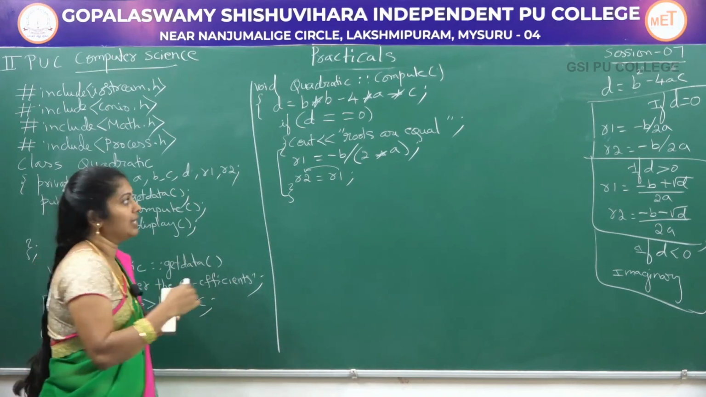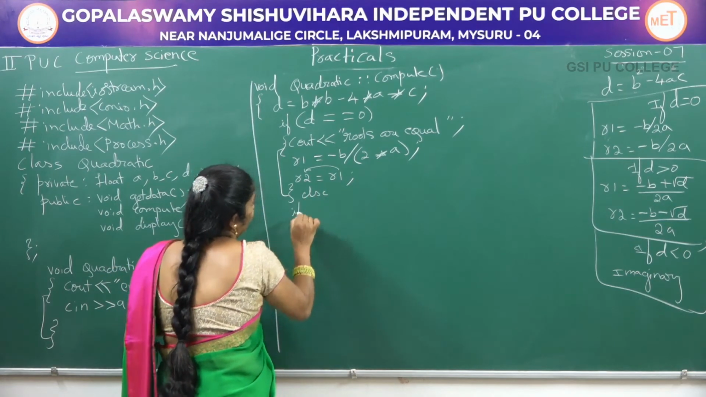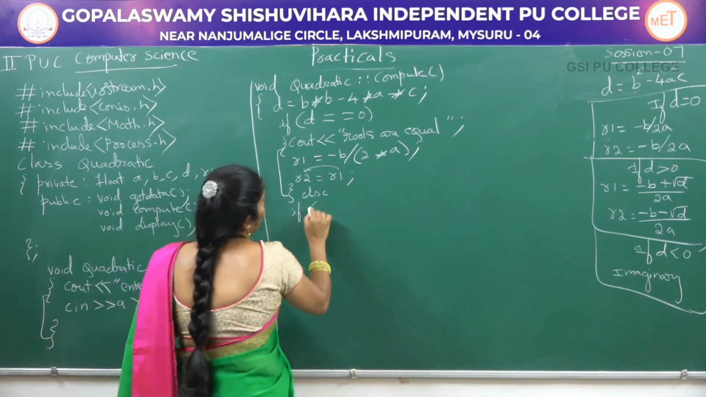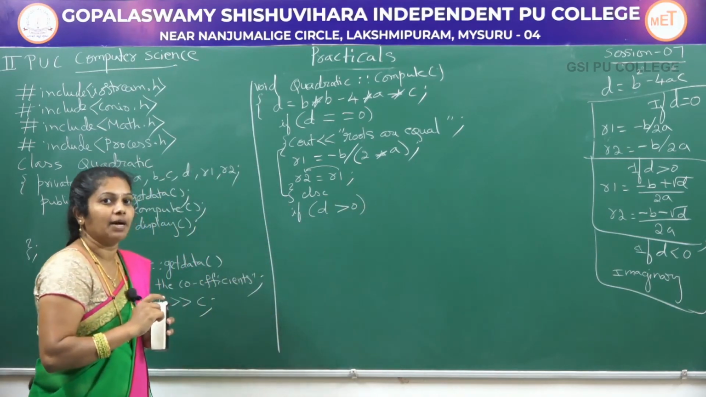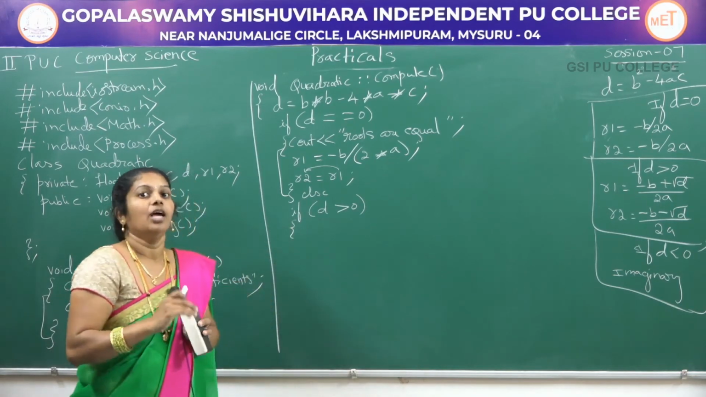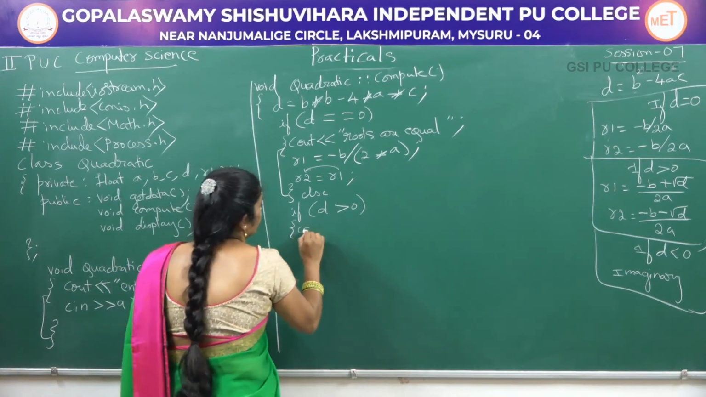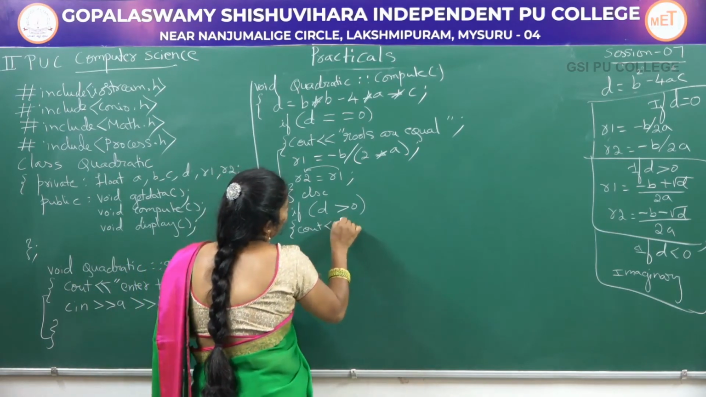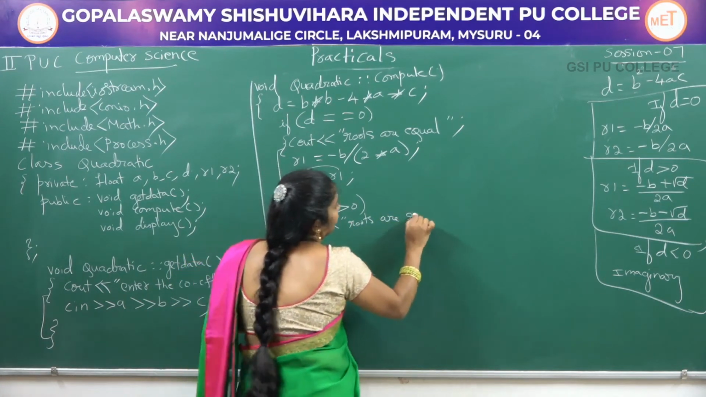Next, what is the else part? Else, what's the next if condition? If the discriminant is greater than 0. If the discriminant part is greater than 0, what is the result? It has to be displayed: roots are real and distinct. Cout, roots are real.